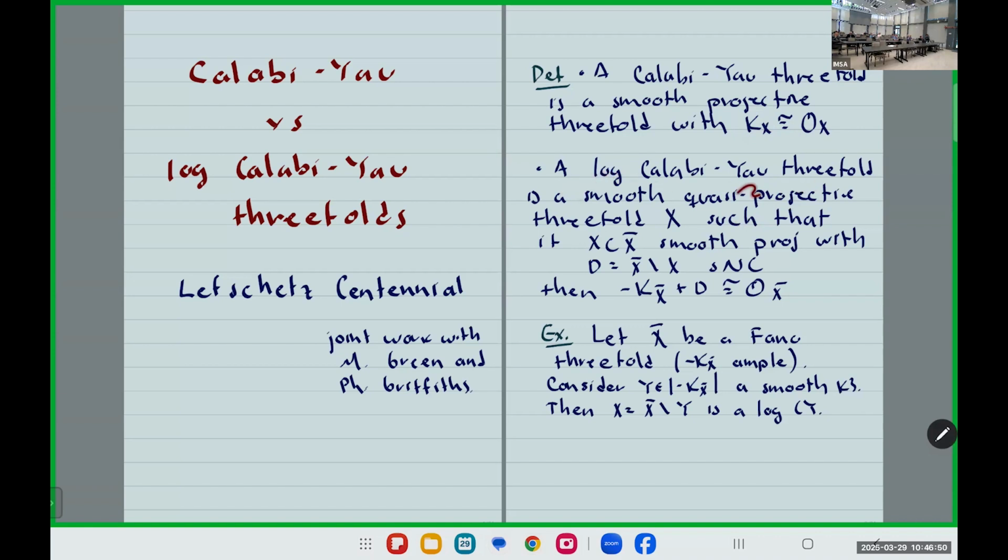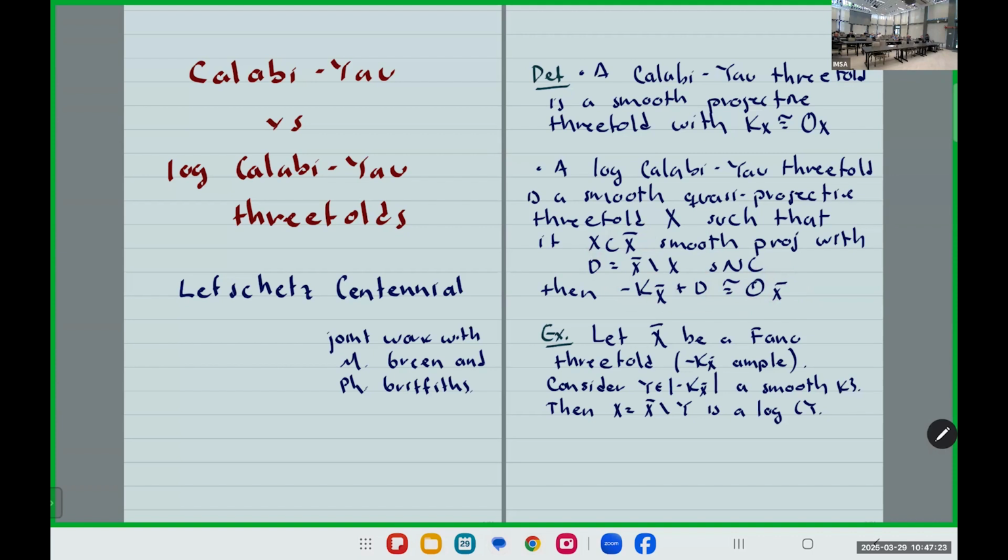So a low Calabi-Yau threefold is a smooth quasi-projective threefold such that if you have a smooth projective completion, let's call it X bar, such that the divisor Y is simple normal crossing, then minus the canonical divisor is linearly equivalent to the divisor Y on the completion.